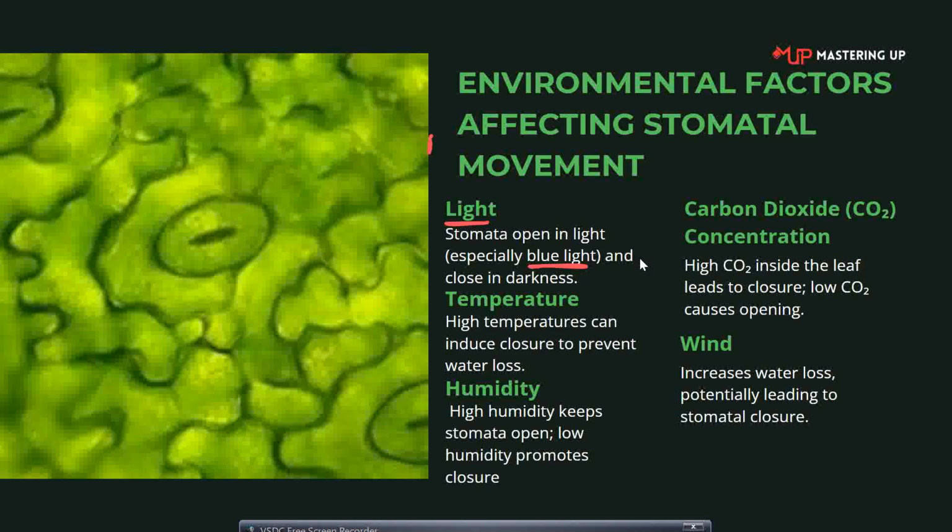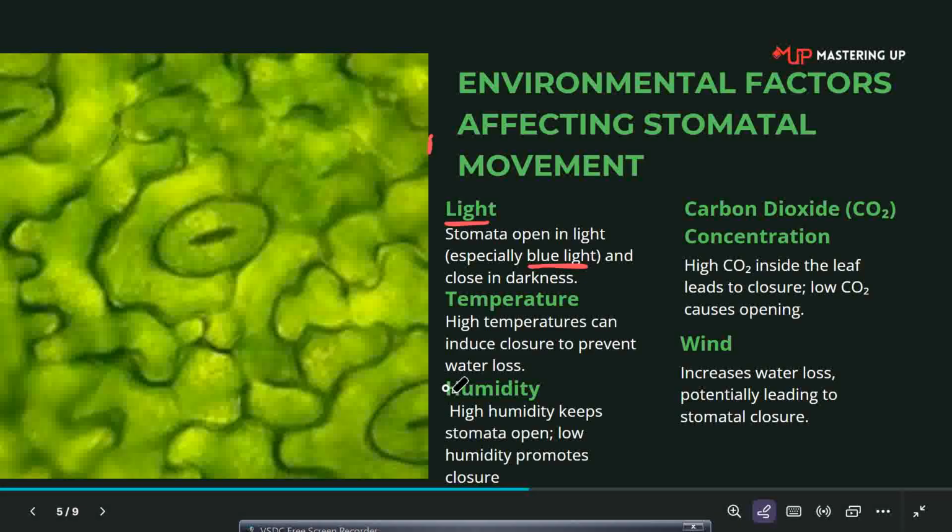Photosynthesis and all occurs in the daytime, and during night only respiration occurs. We studied this in previous classes. So the first point is about light. Stomata opens in light, especially blue light, and closes in the darkness. Now temperature. High temperature can induce closure to prevent water loss. Plants need water, and they have such a mechanism to prevent the loss of water. During high temperature the loss of water is very common, so when the temperature increases, it induces the closing of the stomata.